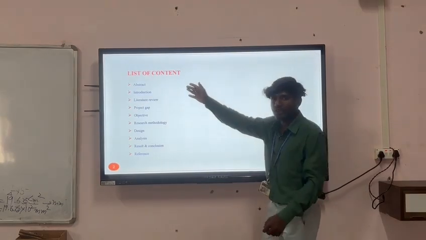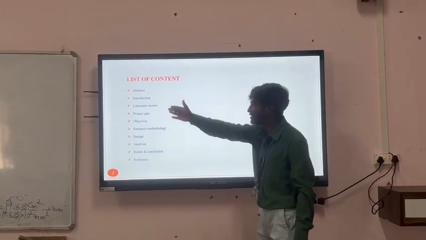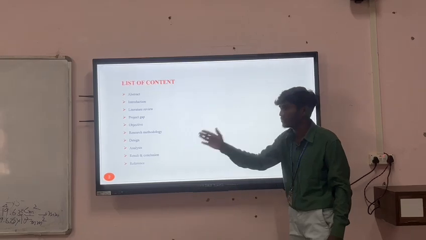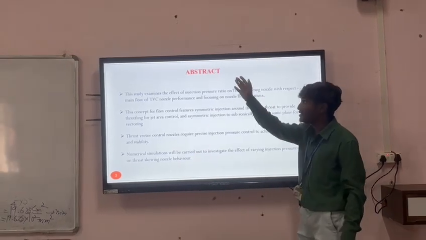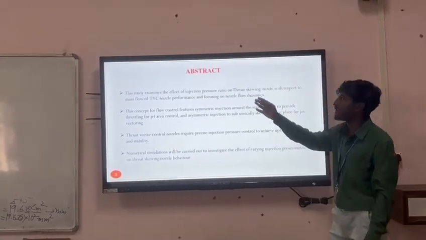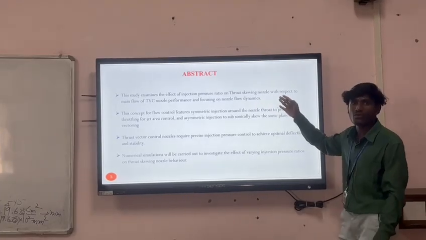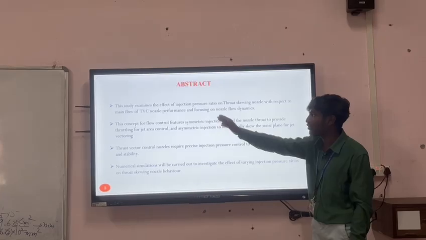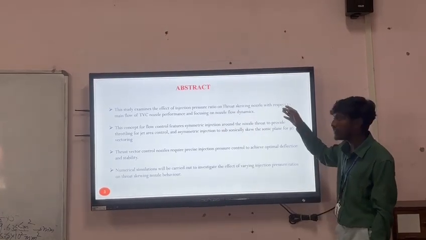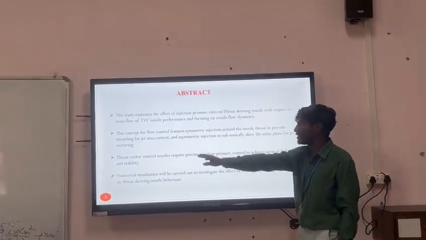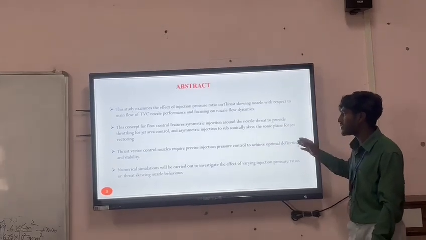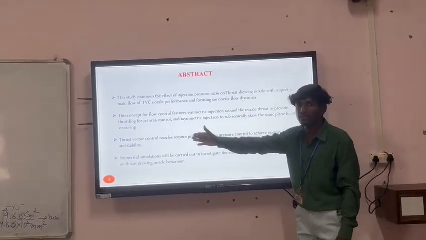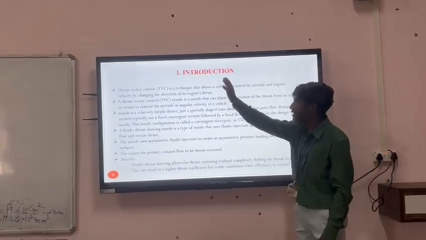This is the list of contents in our project: abstract, introduction, literature review, project gap, objective, research methodology, design, analysis, result, conclusion, and reference. This is our abstract. The study examined the effect of the injection pressure ratio of the thrust skewing nozzle with respect to the main flow on thrust vector control nozzle performance, focusing on the nozzle flow dynamics. The thrust vector control nozzle requires precise injection pressure control to achieve optimal deflection and stability of the nozzle.